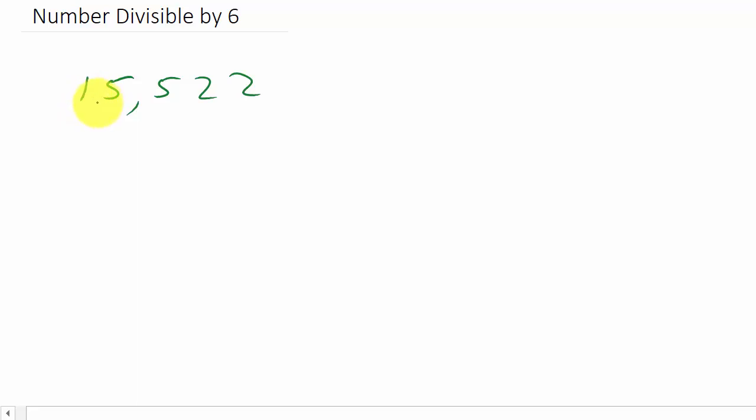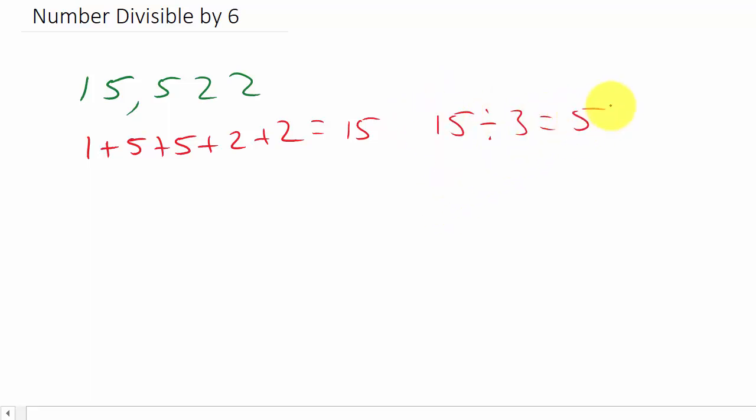So how do we determine if 3 divides into the number? Well, if you take each of the digits and you add them up, okay, so we get 1 plus 5 is 6, plus 5 is 11, plus 2 is 13, plus 2 is 15. So you take the sum of the digits, and then if we do 15 divided by 3, does 3 divide into 15 evenly? Yes, it does. Okay, it goes in there 5 times. So that means if 3 divides into the sum of the digits, then 3 divides into this number evenly.